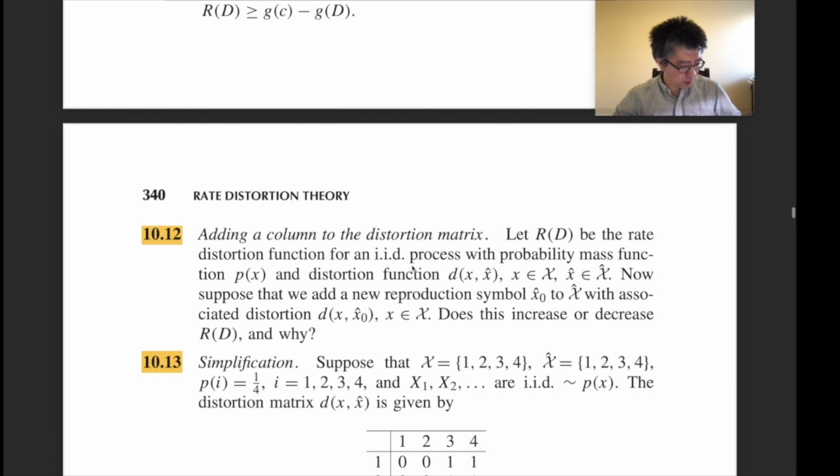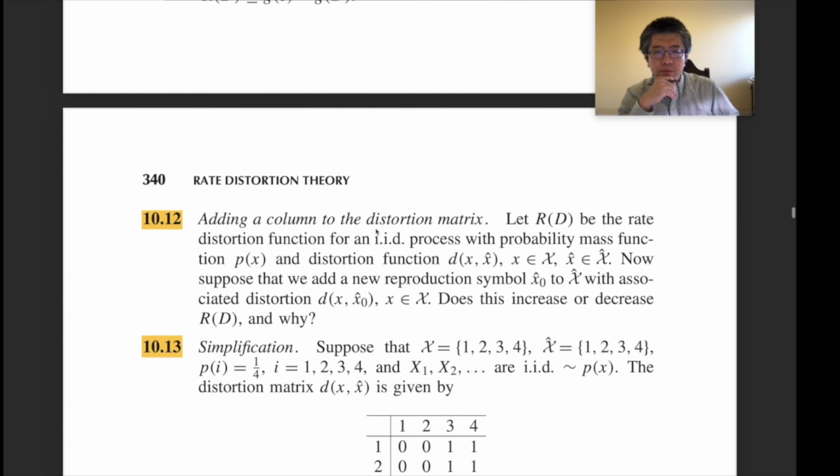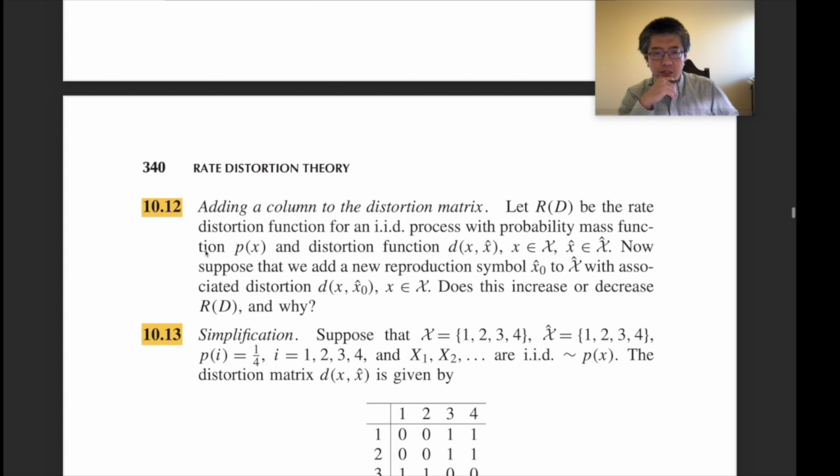Next, let's see problem 10.12. In this problem, it's called adding a column to the distortion matrix. Let RD be the rate distortion function for an IID process with probability mass function p(x) and the distortion given by this. Now suppose that we're adding a reproduction symbol x hat 0 to x hat with this distortion. The question is whether it will increase or decrease RD.